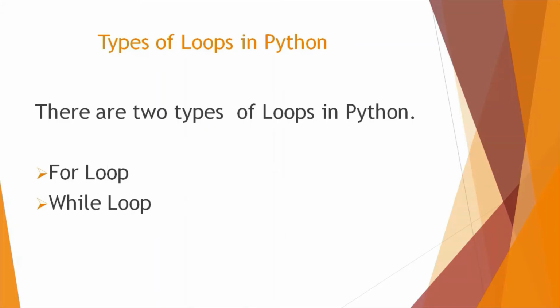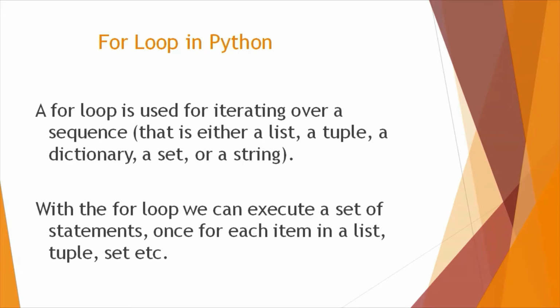And these are the types of loops. There are two types of loops in Python. There is a for loop and the while loop. So let's have a look at the for loop in Python. A for loop is used for iterating over a sequence that is either a list, a tuple, a dictionary, a set, or a string. With the for loop, we can execute a set of statements once for each item in a list, tuple, etc.